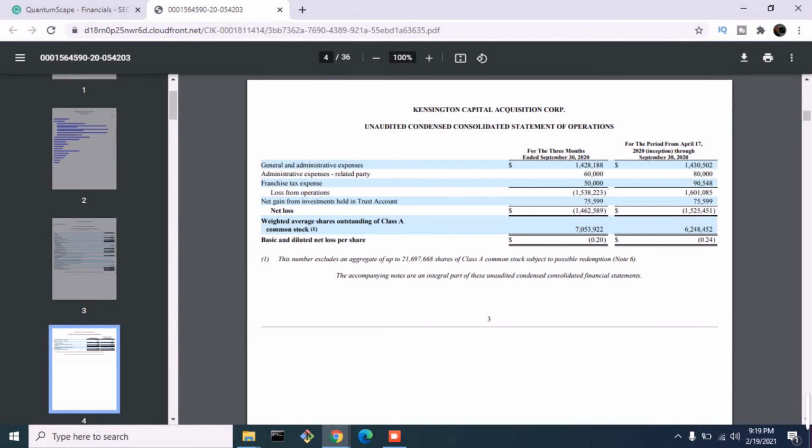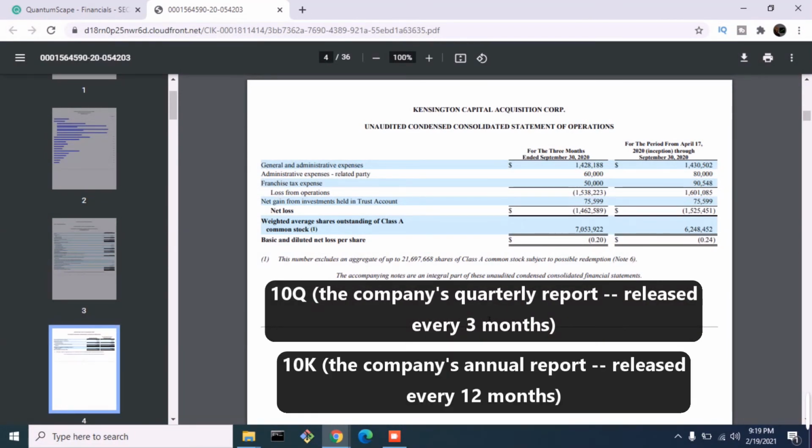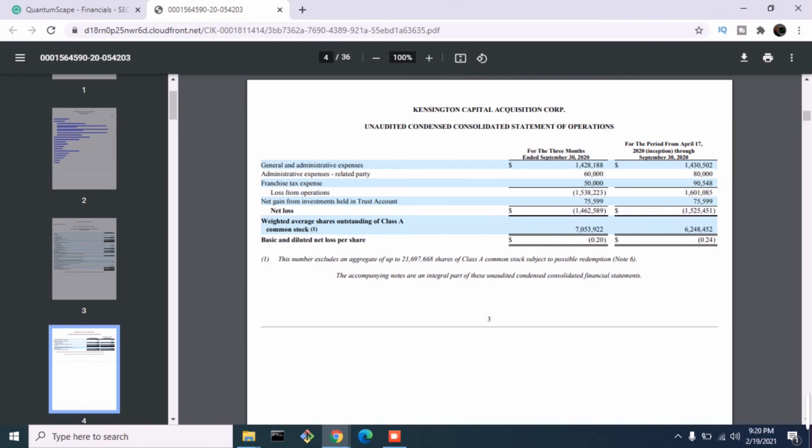Now, for QuantumScape's income statement, I actually had to go to the 10Q report instead of the 10K report. The 10Q report is the quarterly report, and the 10K report is the annual report. So for the 10Q report, you see that the column is broken down into for the 3 months ended September 30th, 2020, instead of for the year ended. And then this column shows you their inception date of April 17th, 2020 to their last reporting date of September 30th, 2020.